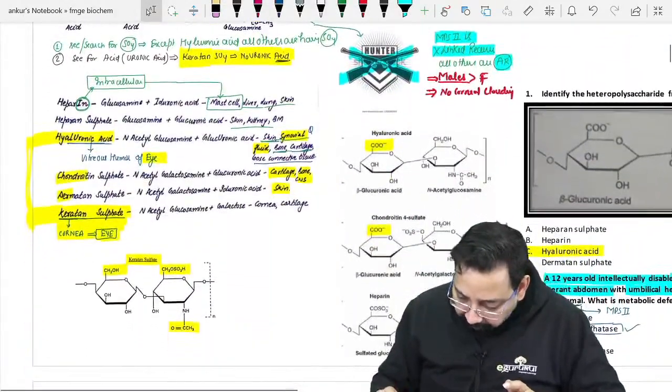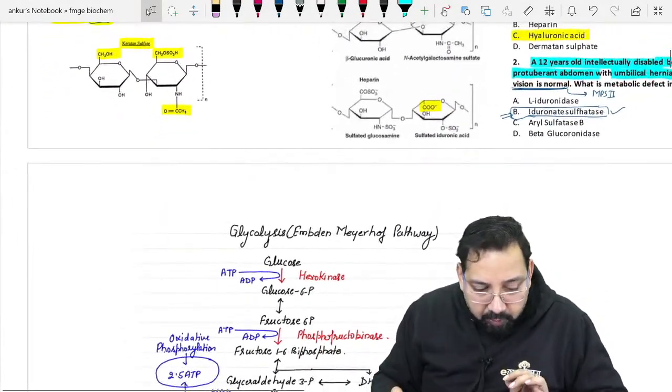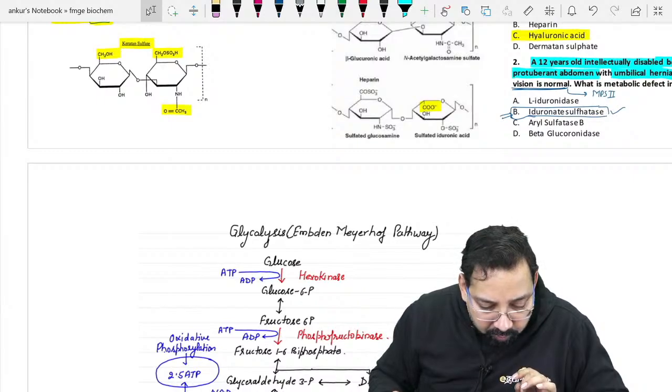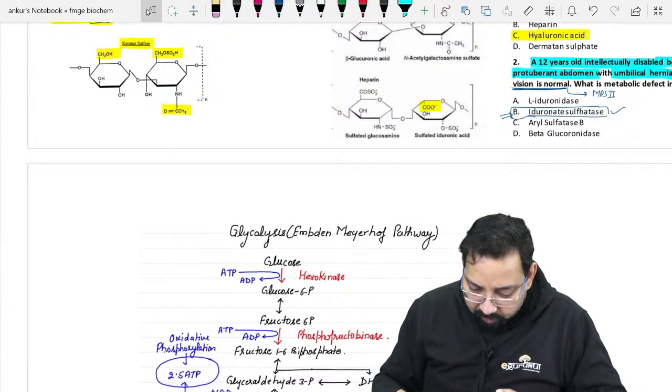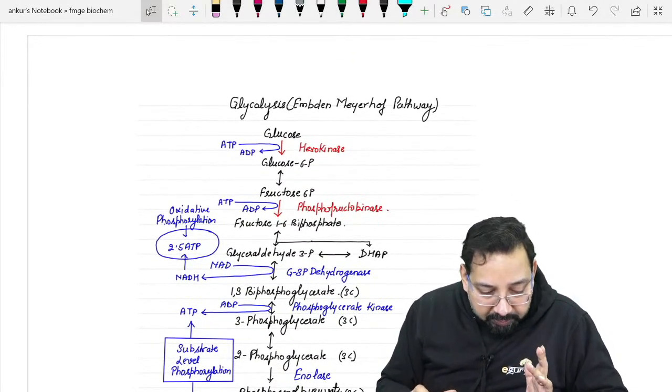Now we start glycolysis. Means glucose enters the cell. Now we do glycolysis.